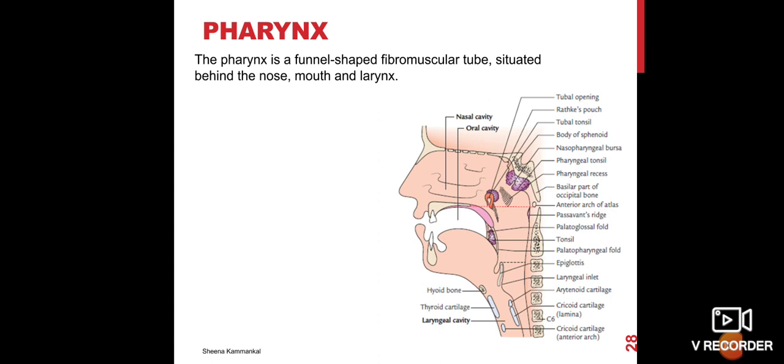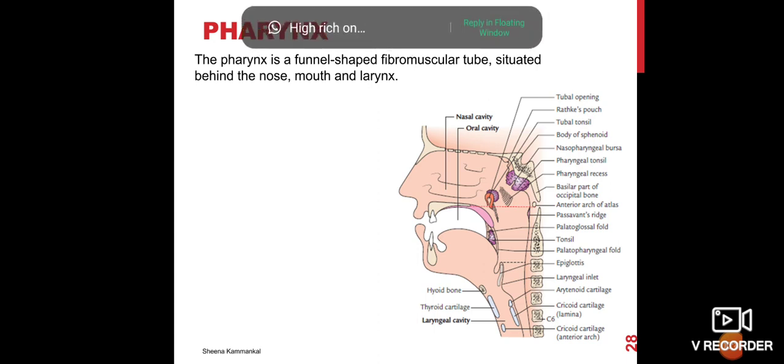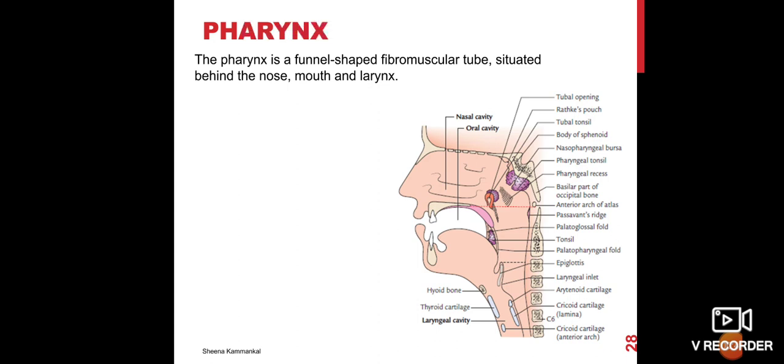The pharynx is a funnel-shaped fibromuscular tube which is situated behind the nose, mouth, and larynx. That means the extension of the pharynx is from the nasal cavity till the larynx. So it is a fibromuscular tube which is very close to the vertebral column. This continues down as the esophagus. So this is the first tube that comes in front of the vertebral column.